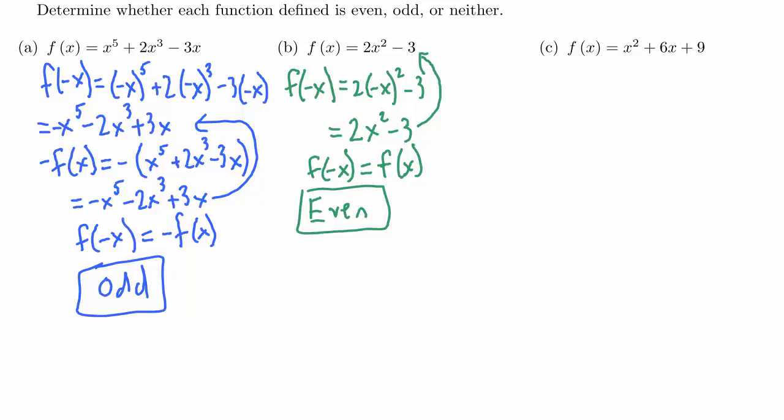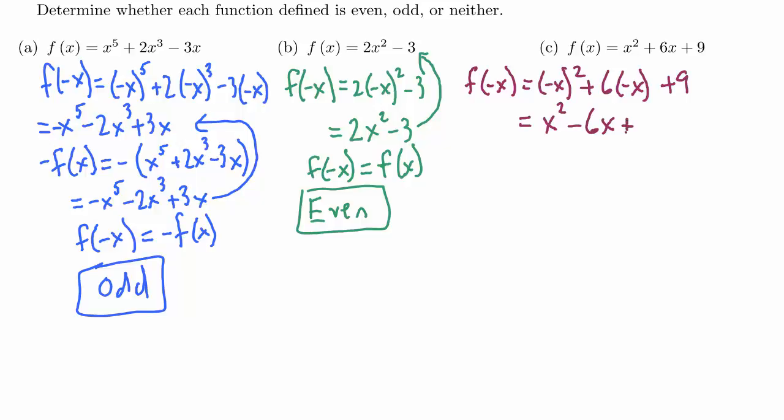This takes us to letter C. C, again, we start out with f of negative x. So that gives me negative x squared plus 6 times negative x, and then plus 9. So this gives me x squared minus 6x plus 9. And these two are not the same because of that minus sign.